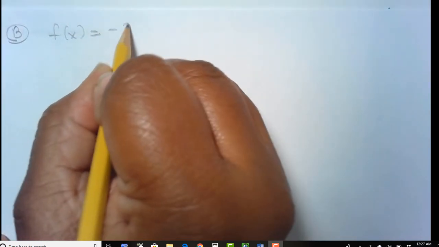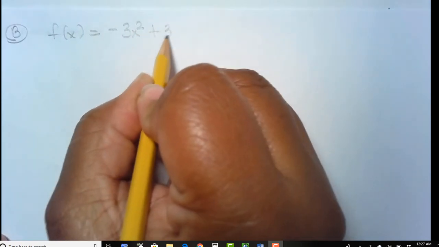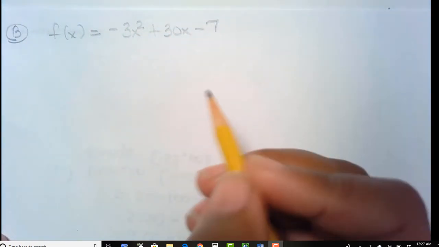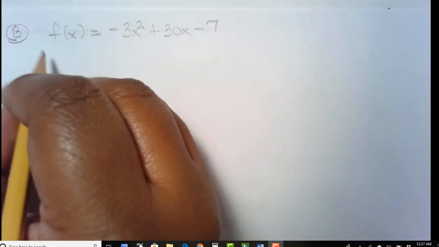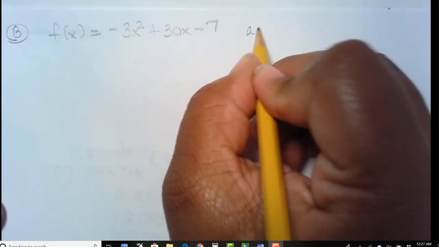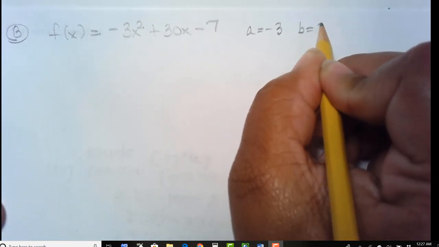Let's do another example. We're still on the same page here. Example B. We have f of x is equal to negative 3x squared plus 30x minus 7. So our a is negative 3. Our b is 30.